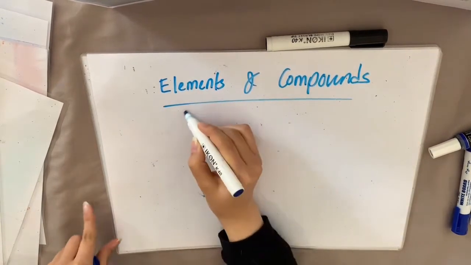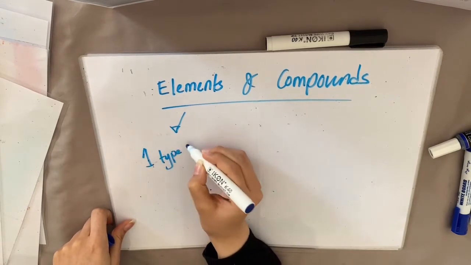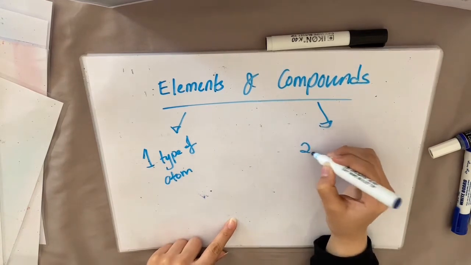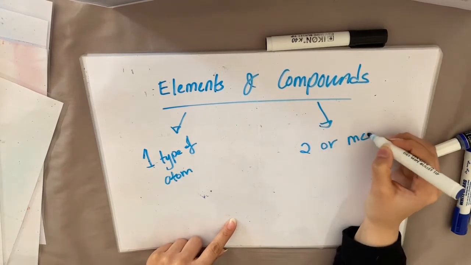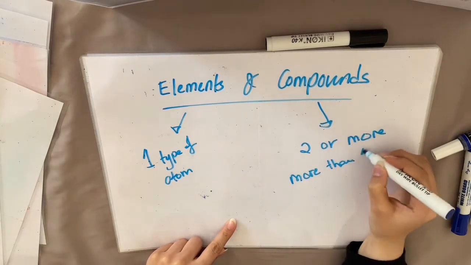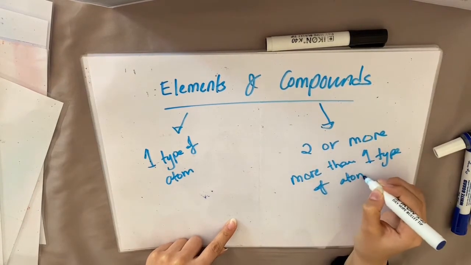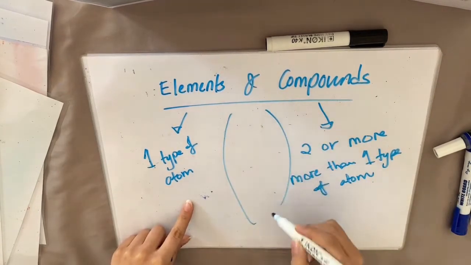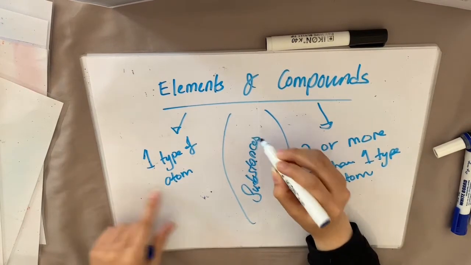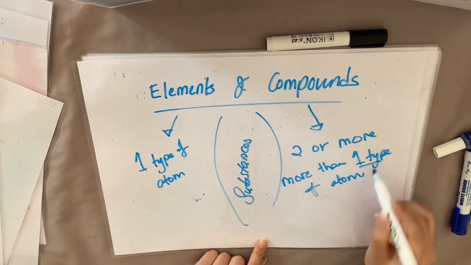So, elements, we agreed one type of atom. Compounds, two or more, or simply more than one type of atom. What's similar is that they are both substances. See how in compounds, two or more than one type of atom?